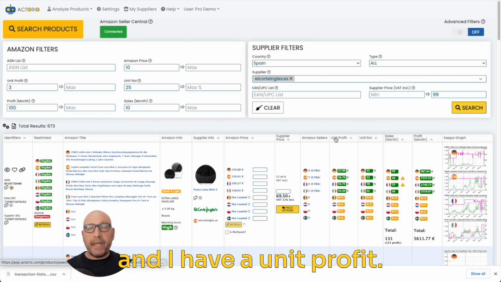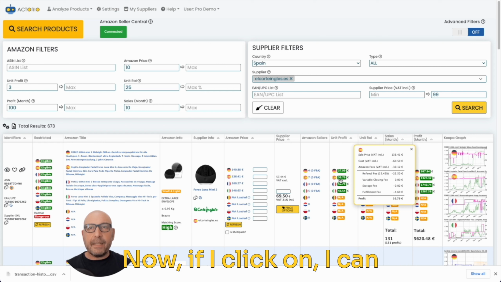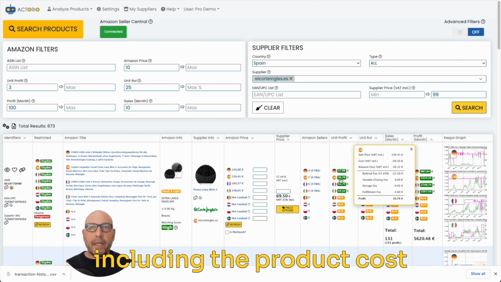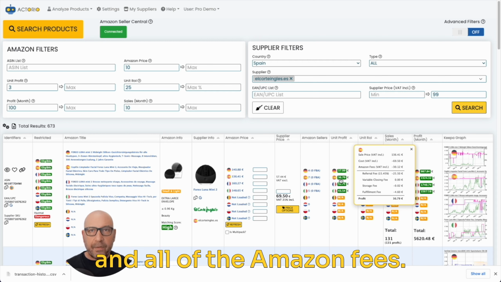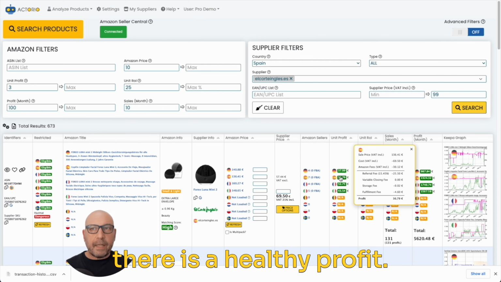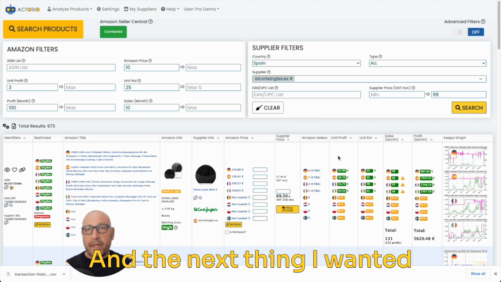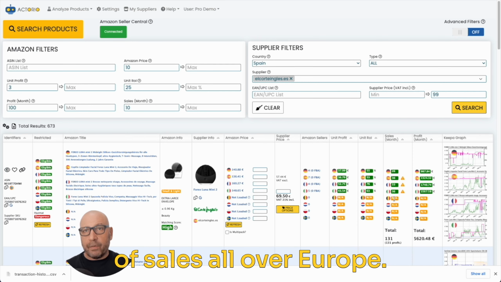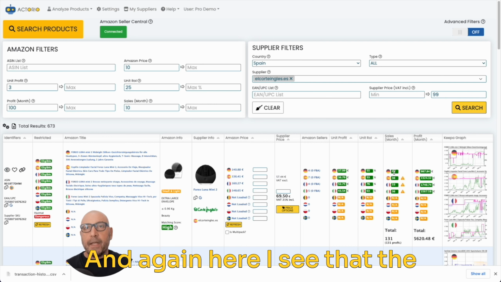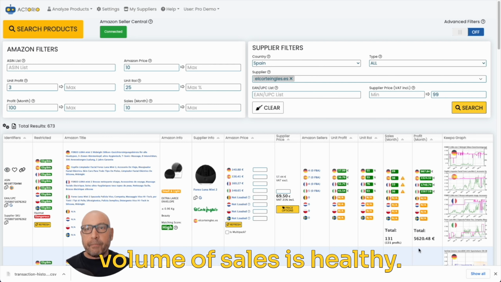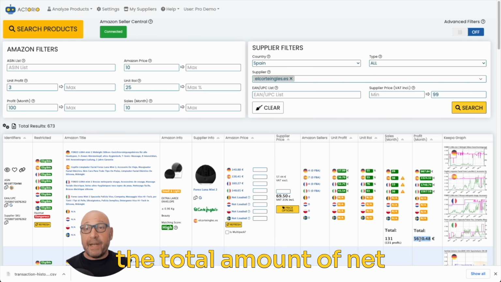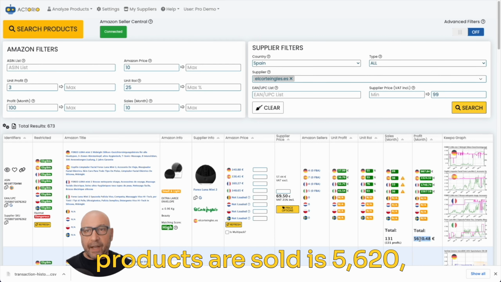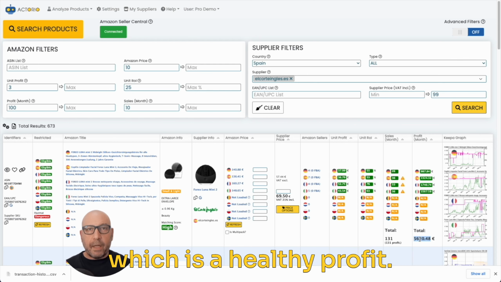And I have a unit profit. Now, if I click on this, I can see the exact unit profit, including the product cost and all of the Amazon fees. And I see that really there is a healthy profit. And the next thing I want to see is that there is a volume of sales all over Europe. And again, here I see that the volume of sales is healthy. The total amount of net profit, all of the European Union over all of the products that are sold, is 5,620, which is a healthy profit.